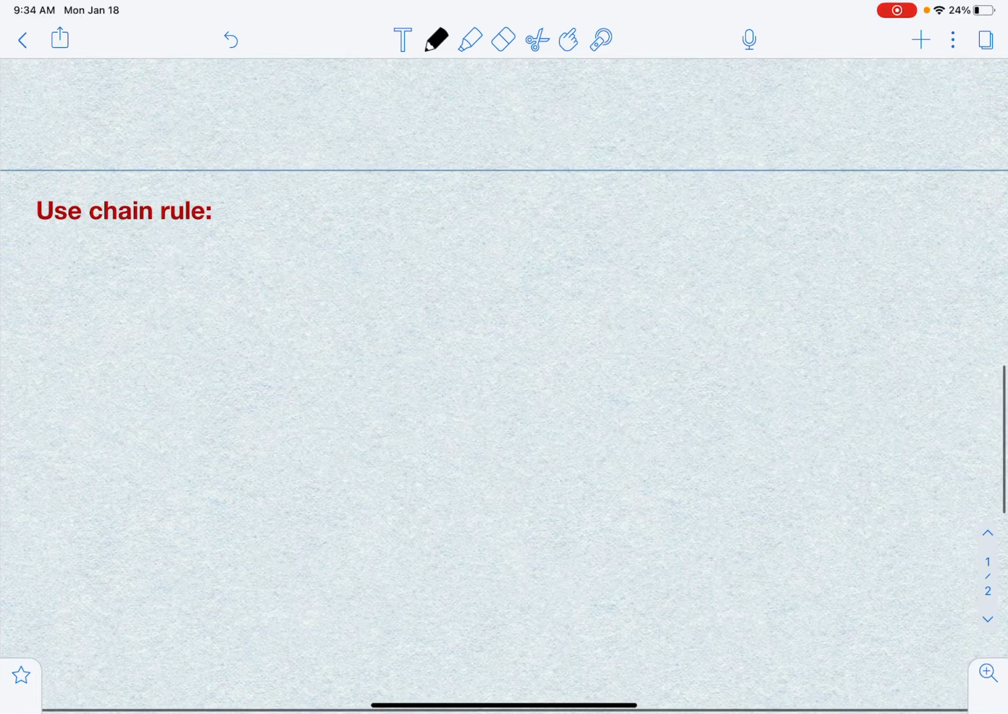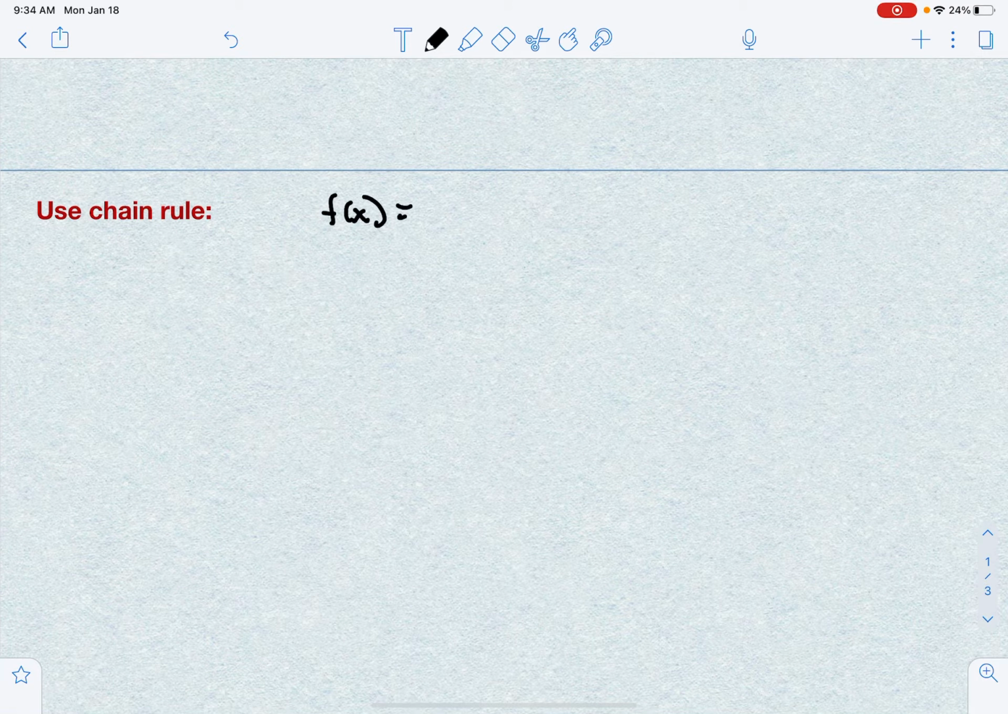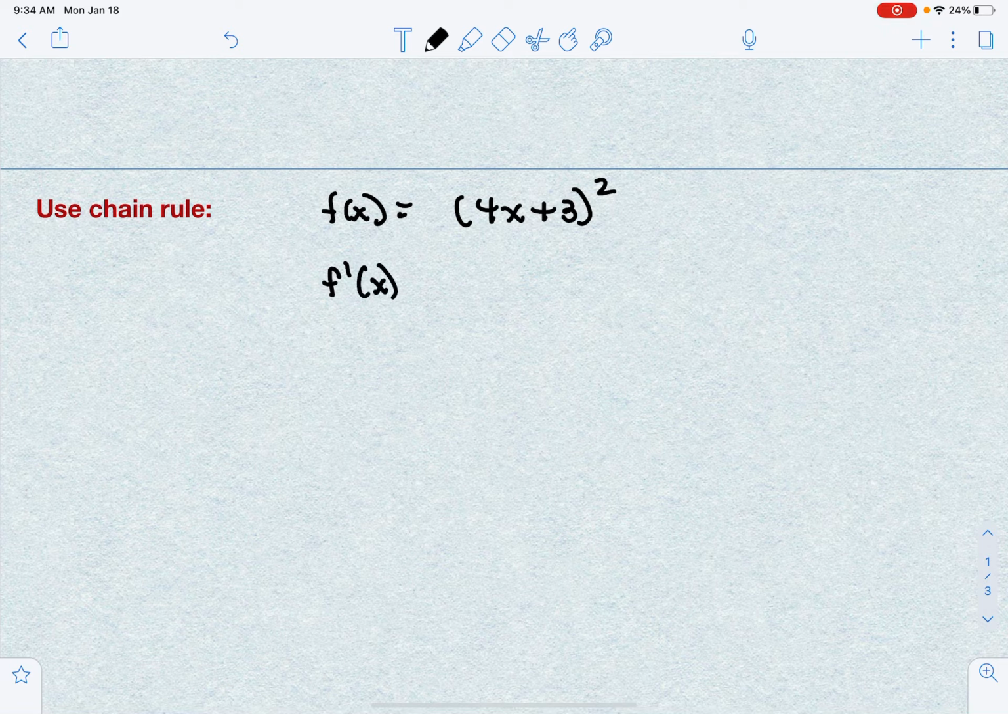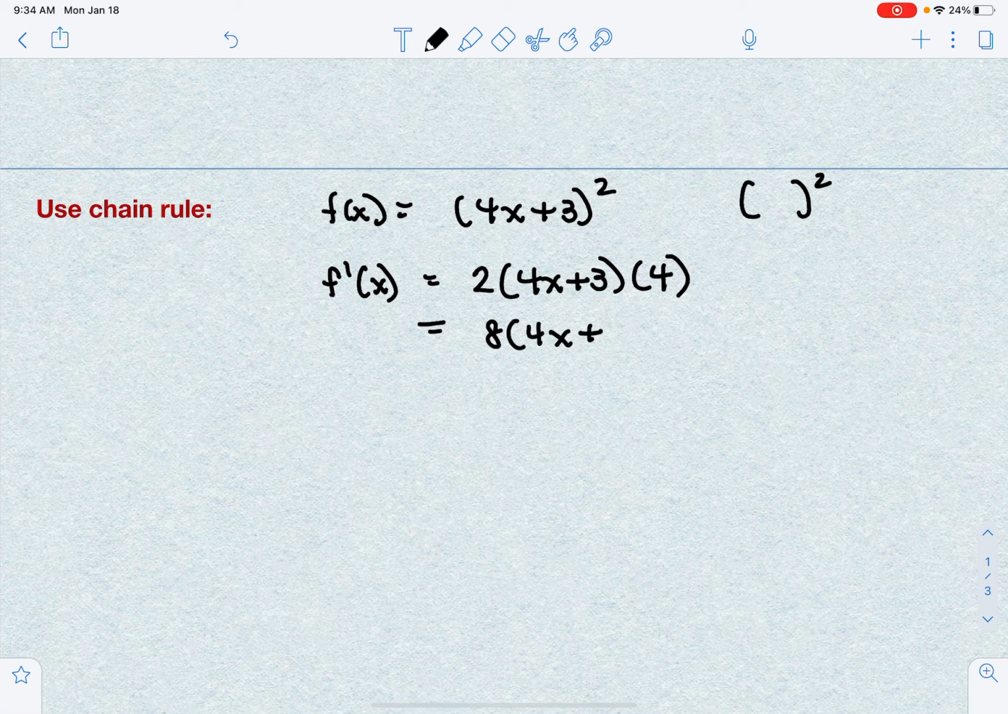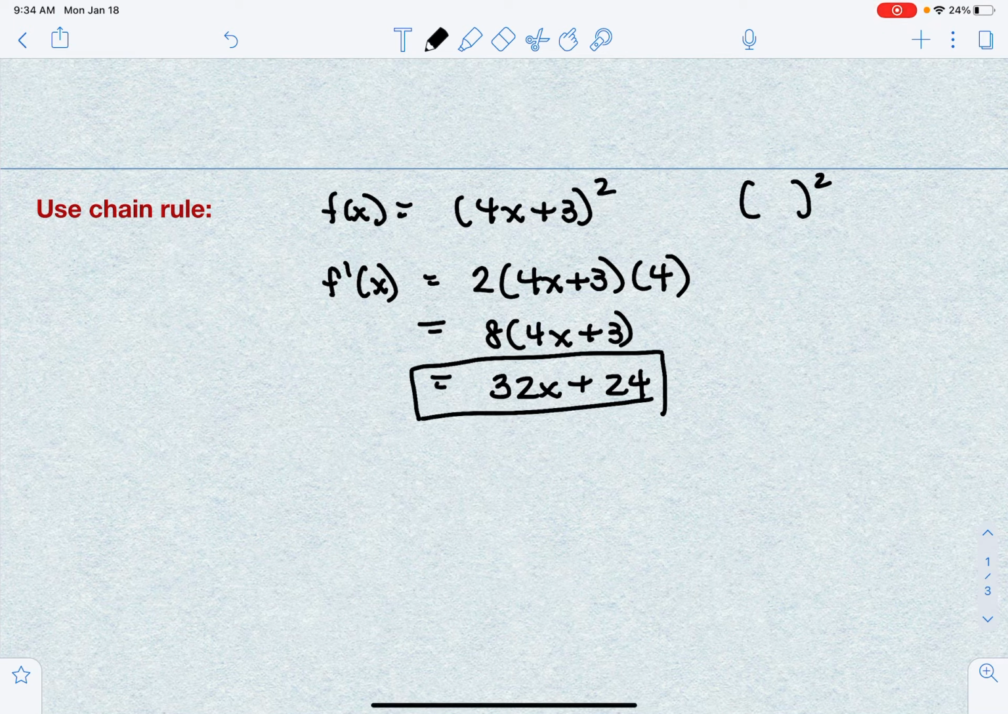Now as for the chain rule, now this is the interesting one. So we have f(x) equals, again, are we tired of this yet? (4x + 3)^2. So by the chain rule, we're taking the derivative of something squared, which means it's 2 times the something times the derivative of the something, which is just 4. So this is 8 times the quantity (4x + 3), which, shocker, 32x + 24. So that one seemed to go the quickest as far as derivatives go.